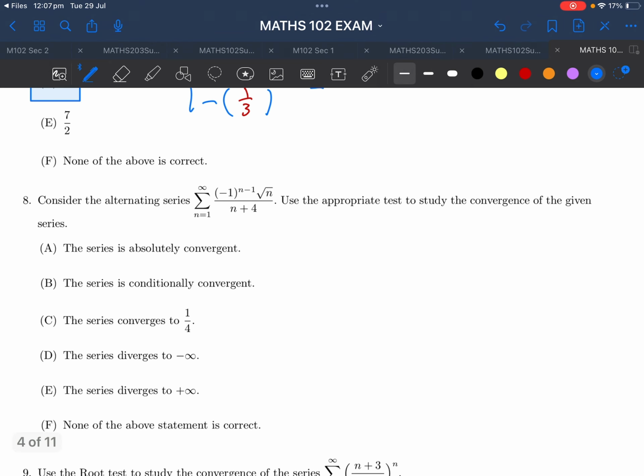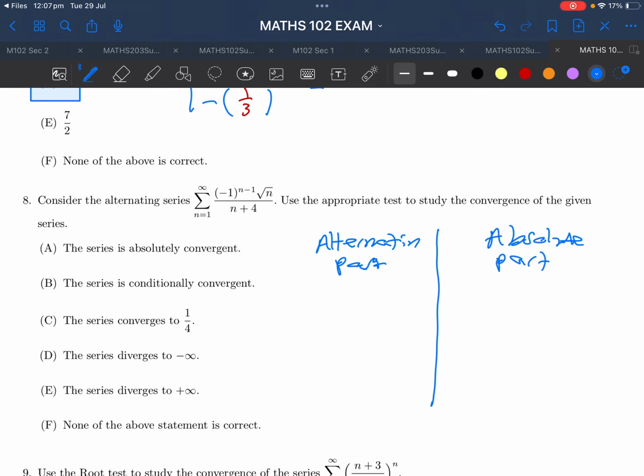Next question, consider the alternating series. Use the appropriate test to study convergence of the given series. We need to check: is it absolutely convergent, conditionally convergent, or divergent? How do we check? The first step, we have to do it in 2 parts: the alternating part and the absolute part. Remember, we said we will always do the absolute part first, because if it is absolutely convergent, everything is convergent, and we have a shortcut to say it's absolutely convergent.